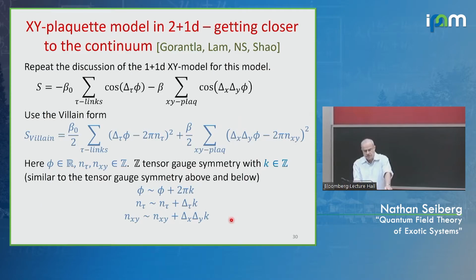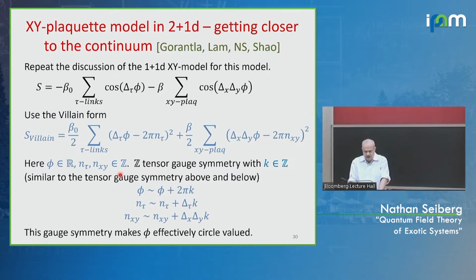What this means is that phi, that started its life here as a real valued field, because of this integer valued gauge symmetry, we can make phi circle valued. We can choose a gauge in which phi is always, at every site, between 0 and 2 pi. Now, this gauge symmetry makes phi effectively circle valued.